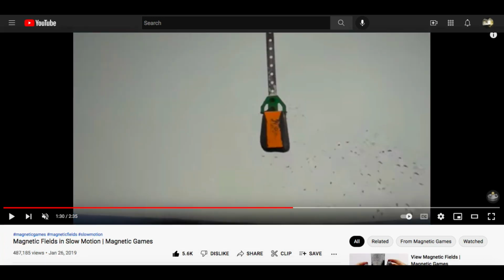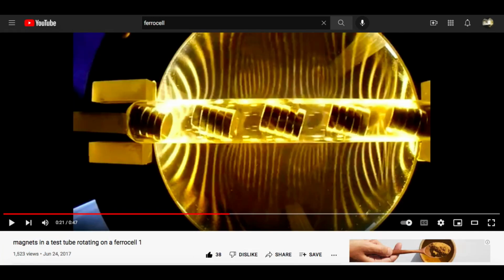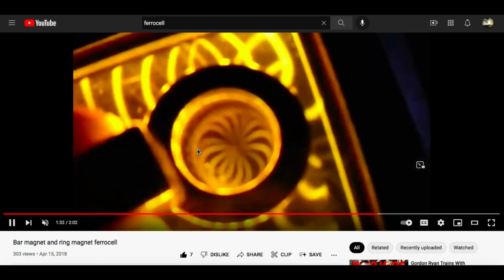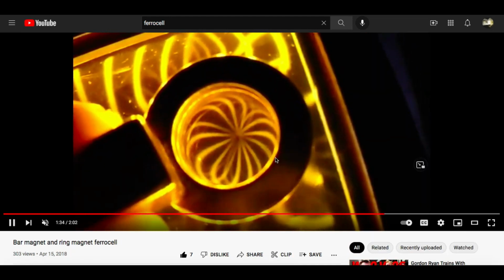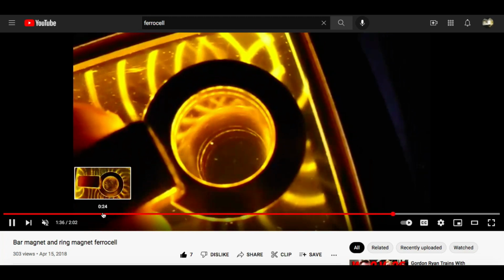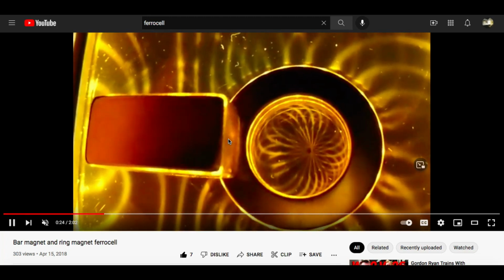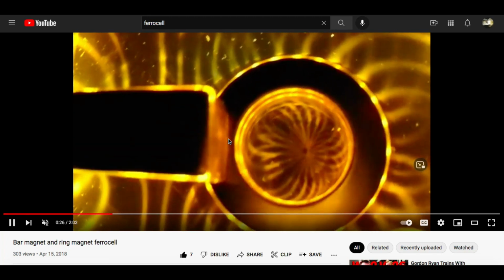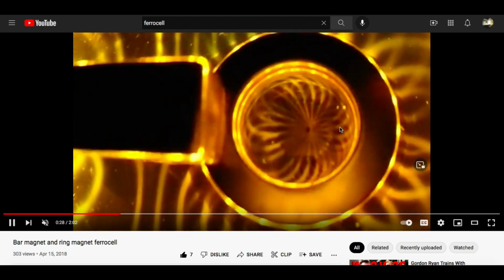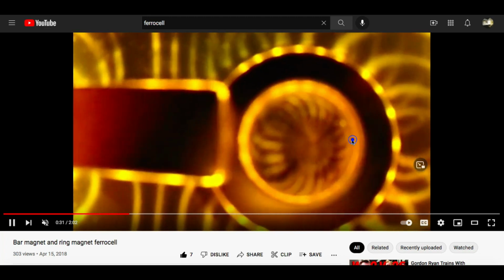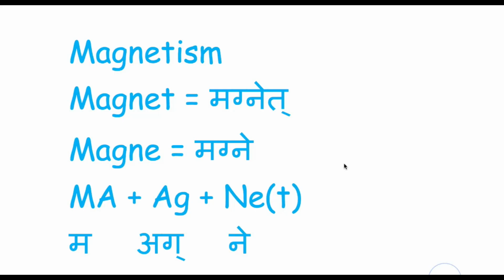And you can see that in, for example, these ferrocells. Looks like a net. Just like the dream catchers of the ancient tribes here in North America, right? Does it look like a net? It looks like a net. So magnet, it's a net, but it's also a lot more than that.